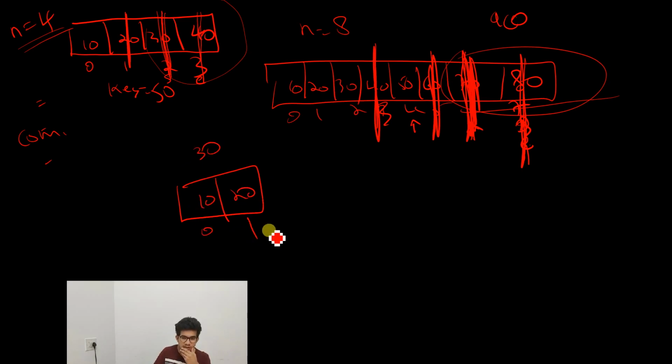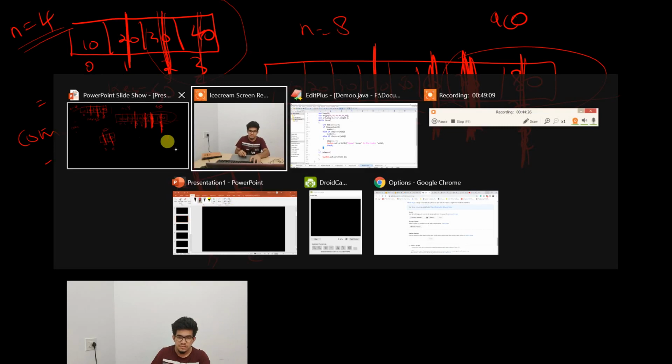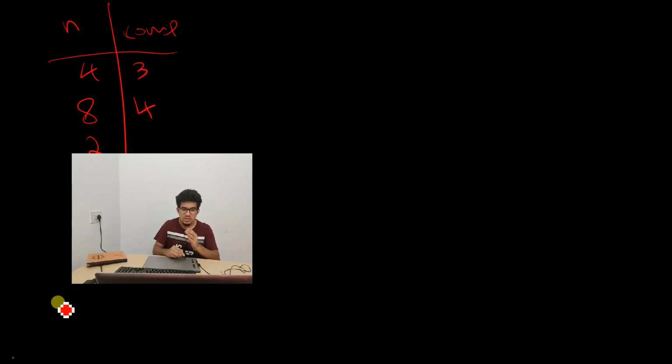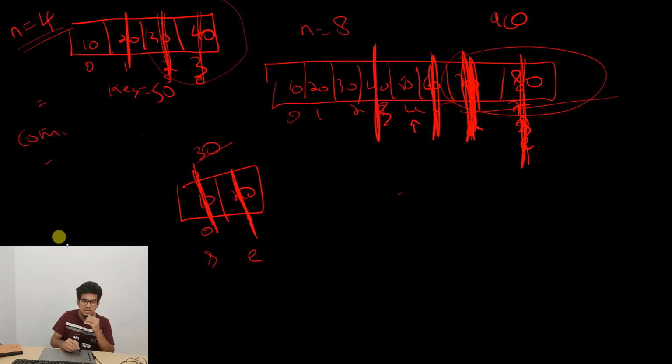So 0 and 1. Okay, this is the starting, this is the ending. Mid element is 0 plus 1 by 2. 0 plus 1 by 2 is 1 by 2, that is 0.5, that is 0. So the mid element is 0. I'll split here. Is 30 equal to 10? No. 30 is right side of 10. So I'll split here again. This is also not the answer. So 2 comparisons, right? Watch here carefully. So 2 comparisons I have done.